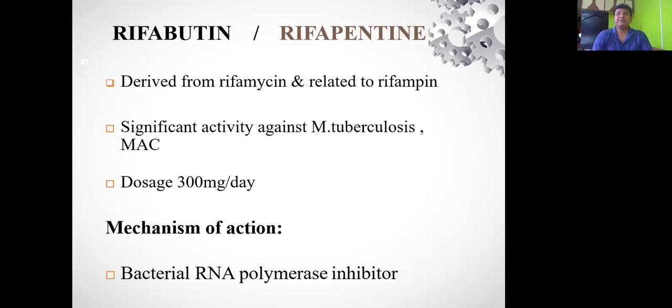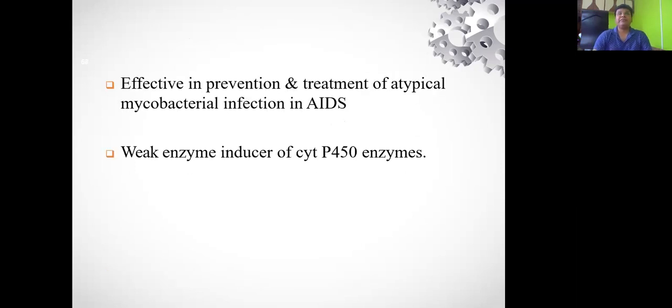The dose of rifabutin is around 300 milligrams per day. Rifabutin and rifapentine are highly effective in prevention and treatment of atypical mycobacterial infections, especially in HIV and AIDS. They have a similar inducer action with respect to the microsomal enzymes, but it is a weak microsomal enzyme inducing action. Hence, it can interfere with other drugs and increase their metabolism, but not as much as rifampicin. It is a weak enzyme inducer when compared to rifampicin.